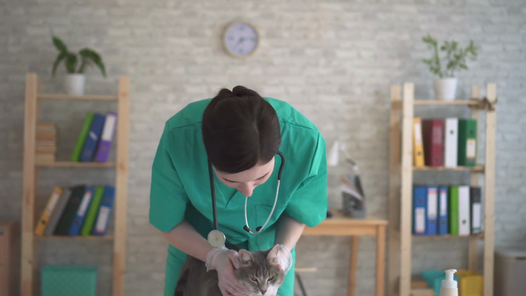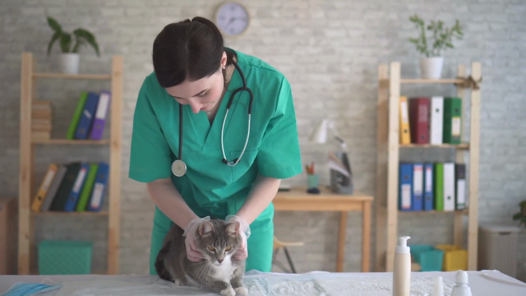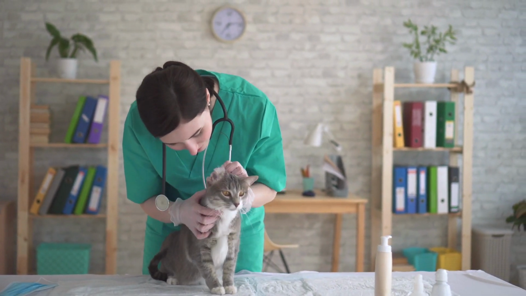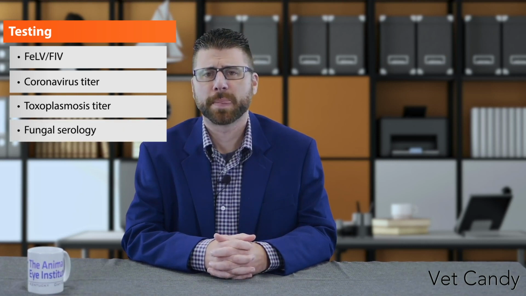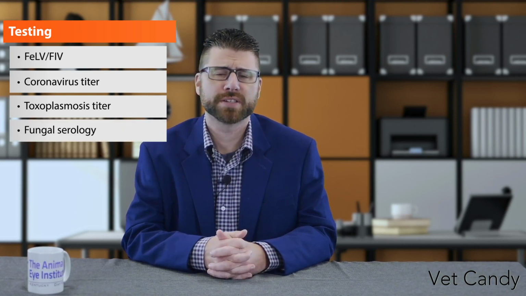With cats, it's very similar. We're going to start with a physical examination to help direct and prioritize testing. We're going to run routine labs such as complete blood count, serum biochemistry, and urinalysis. Disease-specific testing including feline leukemia virus, feline immunodeficiency virus, coronavirus titer, toxoplasmosis titer, and fungal serology. Imaging can include chest X-rays and abdominal ultrasound. Biopsy of any lesions that you may find, aqueocentesis, vitreocentesis, and finally enucleation with biopsy.